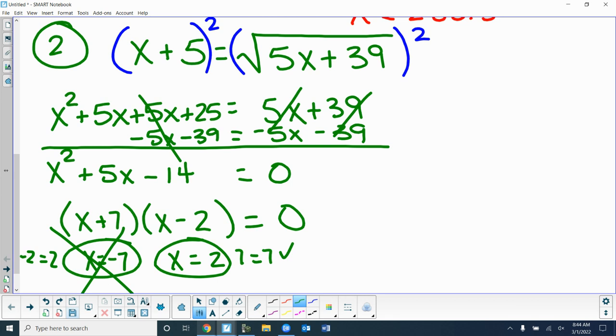All right? So for number 2 tomorrow, check both answers. If they both work, great. If only one works, cross out the one that doesn't work. Any questions? All right, number 3.